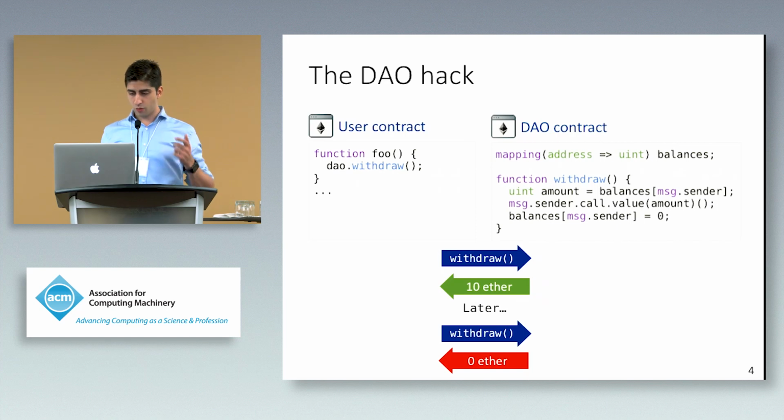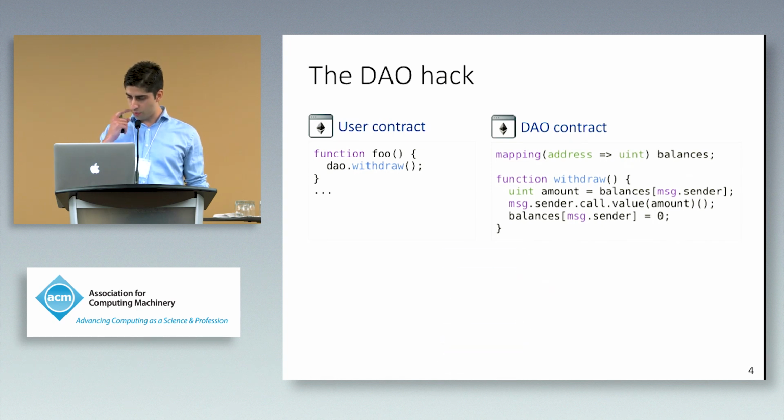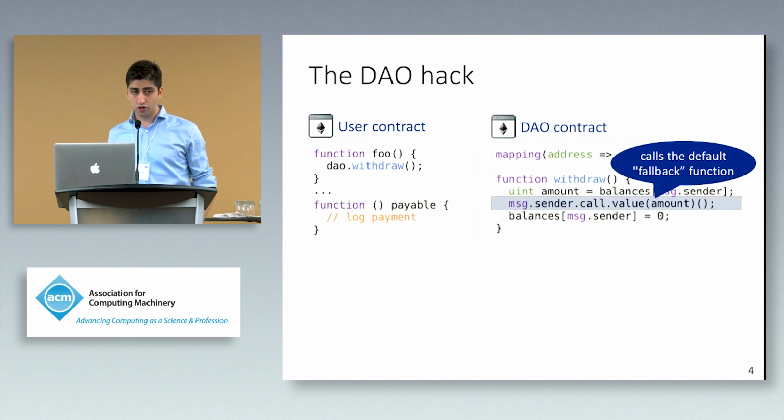And the question is, can the user contract do something different to get more money than it has deposited on the DAO contract? Somebody figured out that it is possible. And here's why. It's really important to understand what the semantics of these contracts is. The money sent back to the user contract is sent using this call instruction. And if we carefully look at the semantics, this actually ends up transferring control back to the user contract and calling this default function. This is typically useful because you can log that the payment has been made. That's the reason it's there.